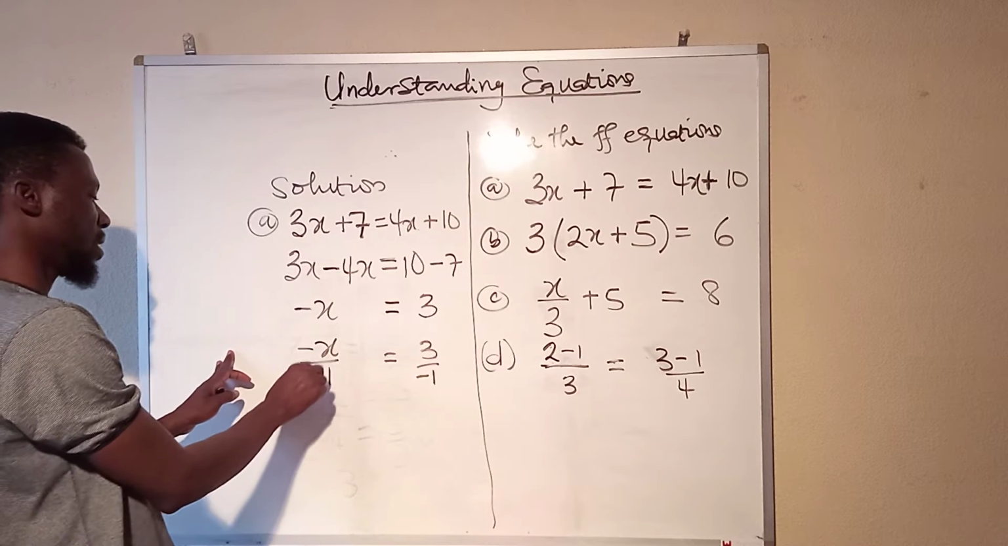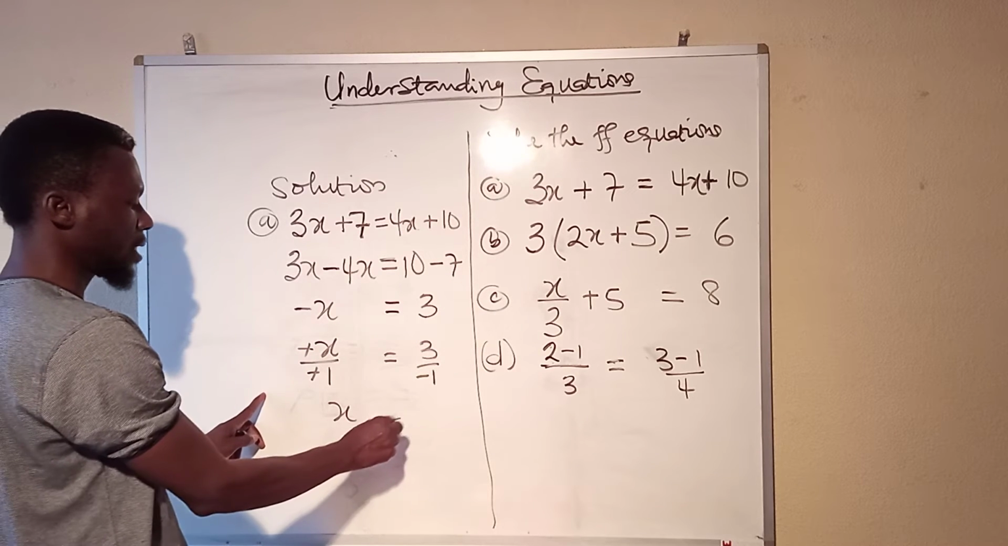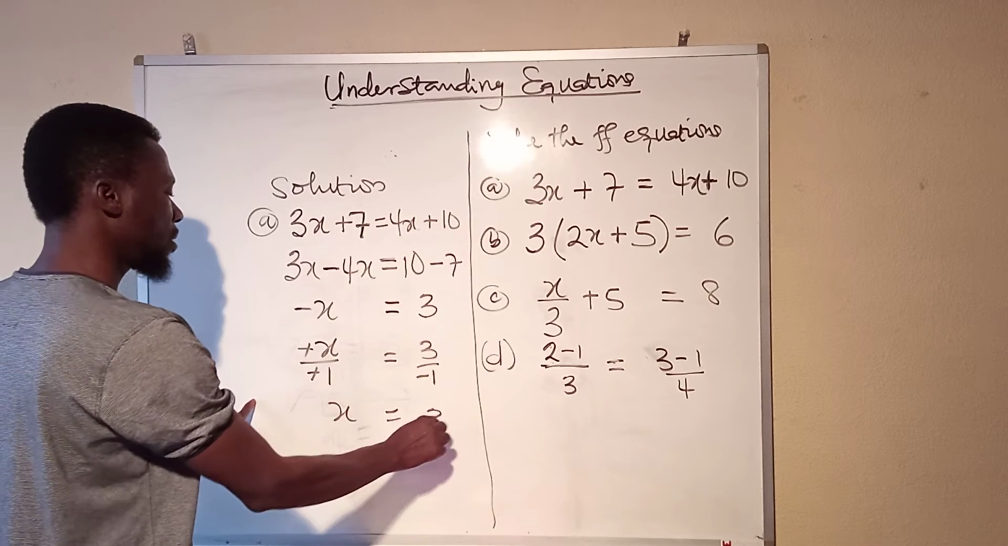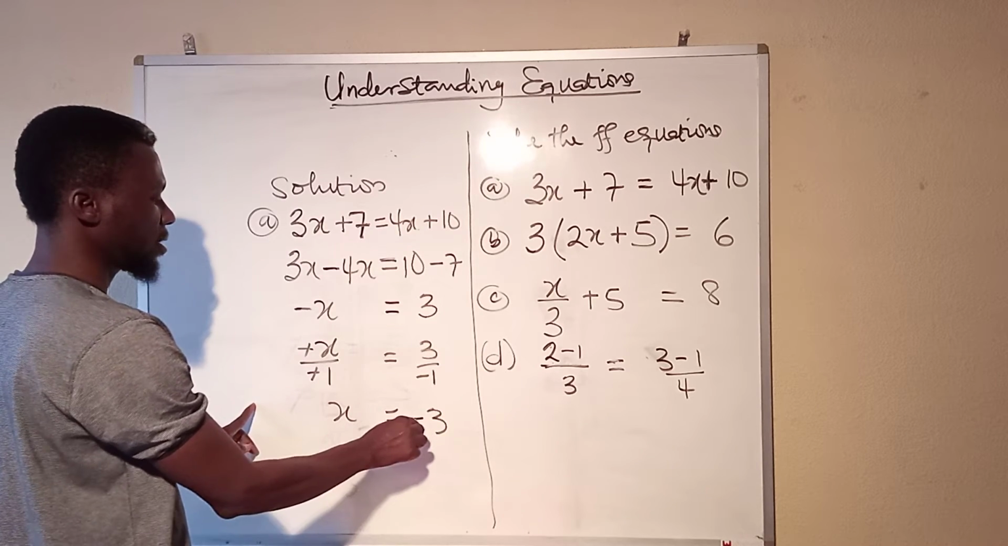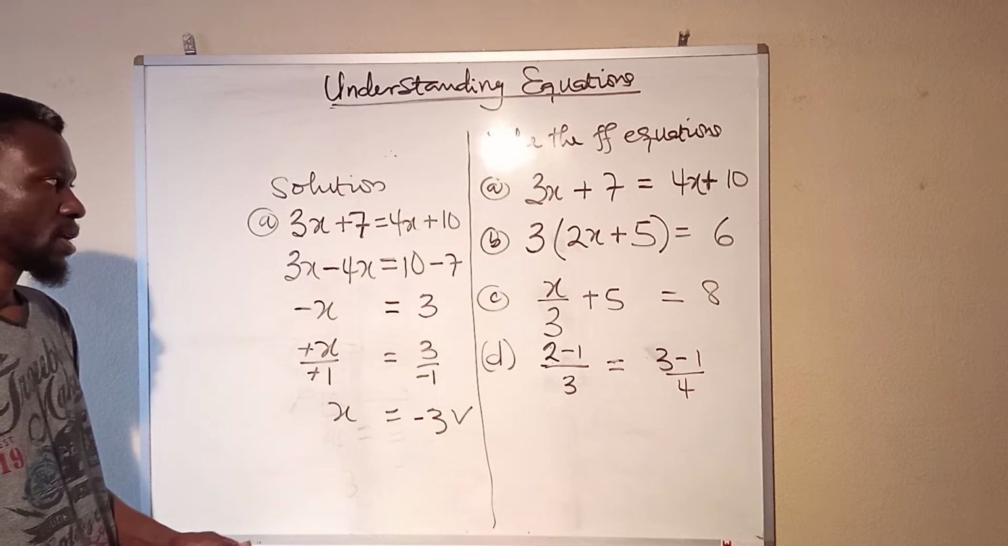All right. So the negative cancels negative. X over 1, any number divided by 1 is that number. So here, 3 over 1 is 3. Then the negative, we put it there. You see? So it's the same thing. So x is equal to negative 3.